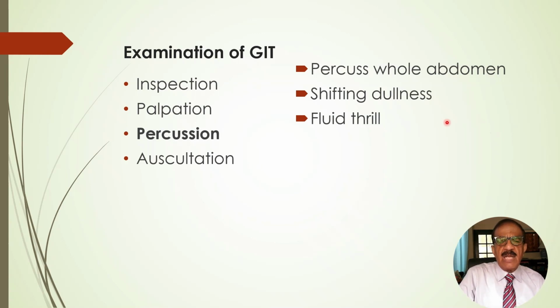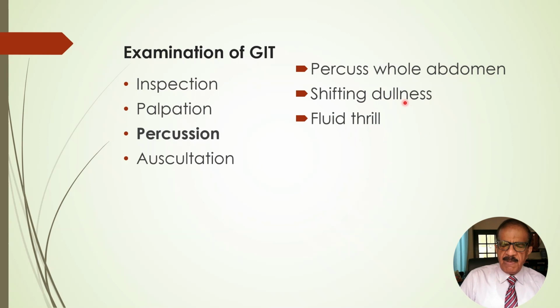Now you need a little experience to be able to elicit this sign, and remember this sign is much less sensitive than shifting dullness. So you will always have shifting dullness positive before fluid thrill is expected to be positive. Now sometimes this wave could actually transmit through the abdominal wall, so to block that you have to ask the patient or the attendant to put the hand on the abdominal wall to block that wave going to the other side.